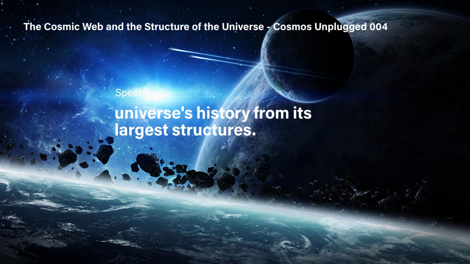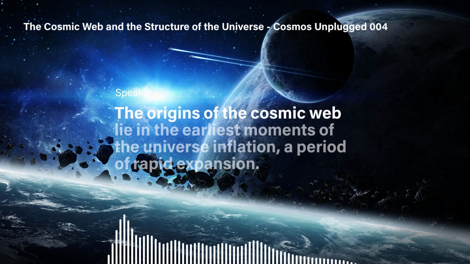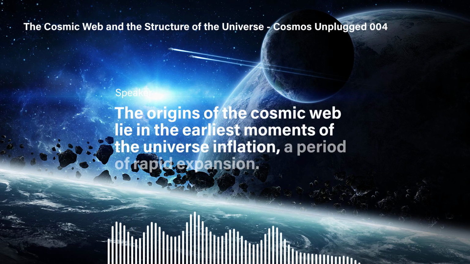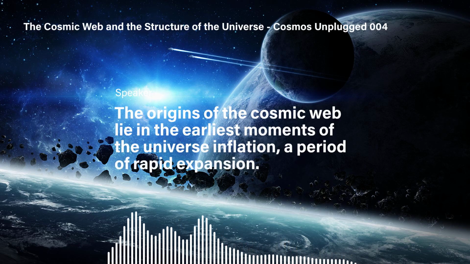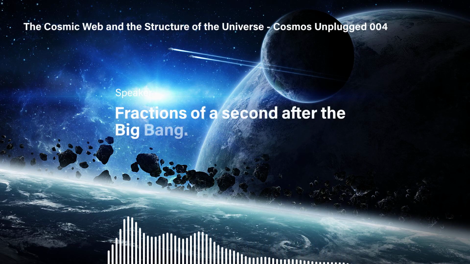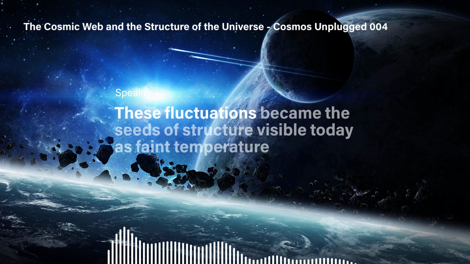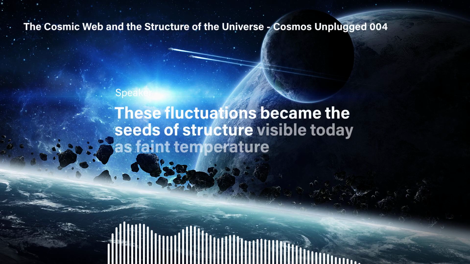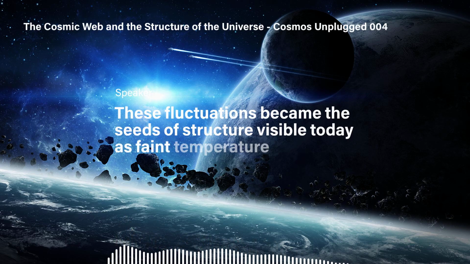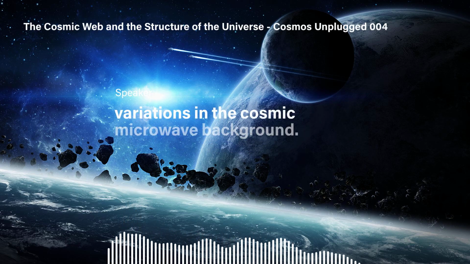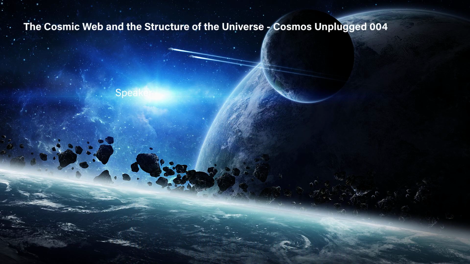The origins of the cosmic web lie in the earliest moments of the universe. Inflation, a period of rapid expansion fractions of a second after the Big Bang, stretched tiny quantum fluctuations to cosmic scales. These fluctuations became the seeds of structure, visible today as faint temperature variations in the cosmic microwave background.